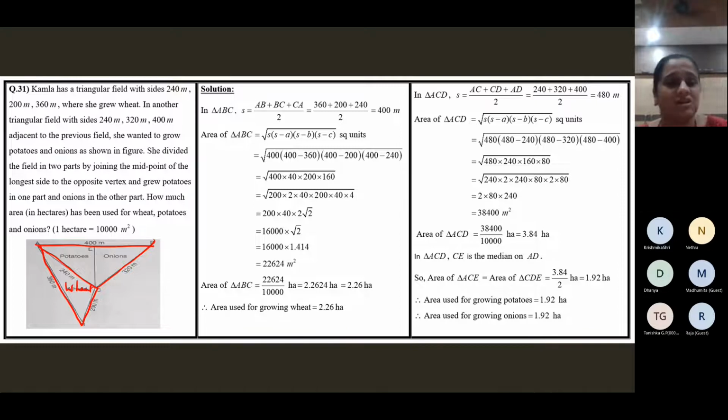So what she does, she takes the longest side, 400. She marks off the midpoint, 200. She connects that to the opposite vertex C, and that's how she gets the line segment CE, or the median CE. Now she knows that she's divided the field into 2 parts equal in area, because CE is the median. And she grows potatoes in one part and onions in the other part.